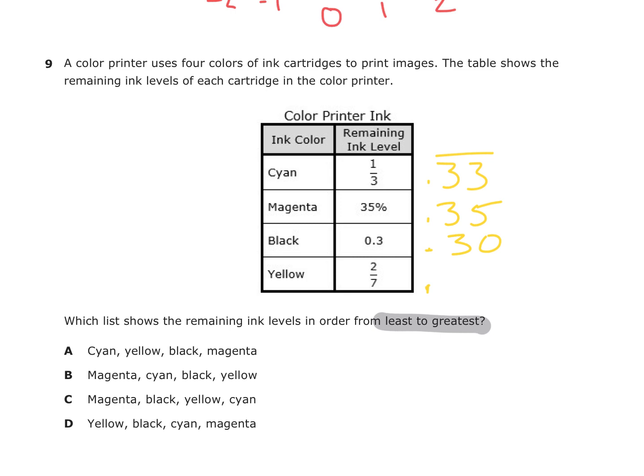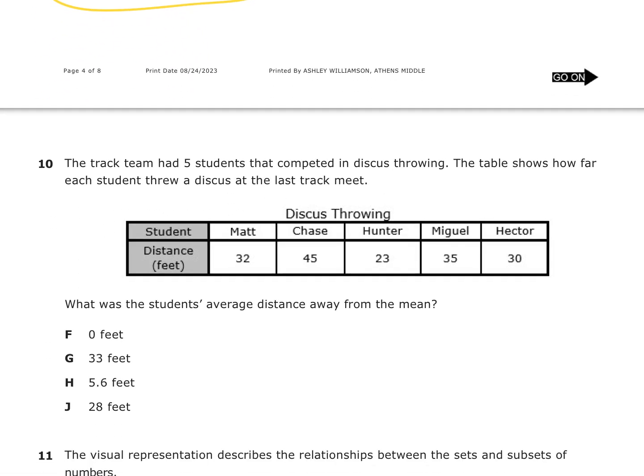What'd you get? 2 divided by 7. 0.28. We literally knew it. Okay, my bad. So which one is the least? Yellow. So we don't even need to do anything else. We already know it's D because yellow is the least. Is that what you guys got?